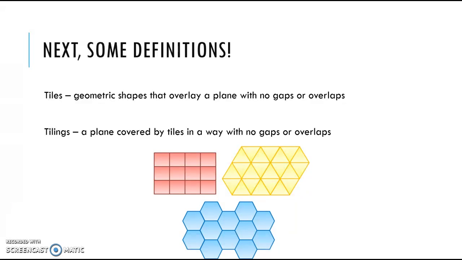So some basic definitions, just review from my last presentation. A tile is a geometric shape that overlays a plane with no gaps or overlaps. And tilings are the plane that is covered by tiles in a way that there are no gaps or overlaps. And so we see these three figures at the bottom. Remember, these three are the three regular polygons that can create a tiling in and of themselves. So we have the square, the triangle, and the hexagon. These create tilings with themselves and with each other. But specifically, what we see here is them tiling with themselves.